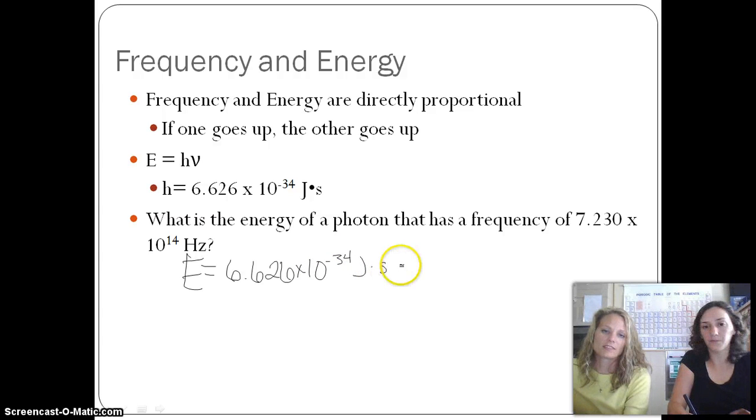No, it's not per, it's times seconds. Per would mean dividing, and it has to cancel. And then times 7.230 times 10 to the 14th hertz.